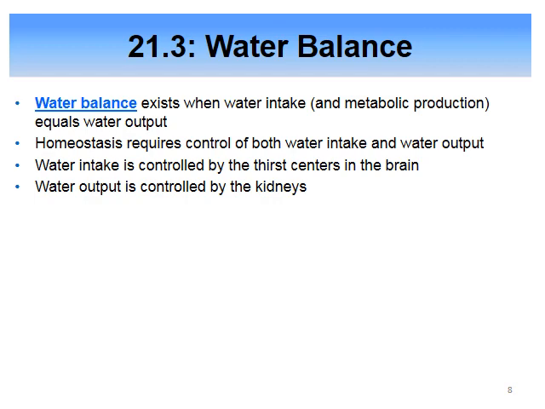Okay, so water balance. Obviously, we need to have an equal input and output. If you have too much coming in, you're going to get edema. If you have too much water going out, you're going to end up being dehydrated. The water intake is going to be controlled by a thirst center in your brain, while the water output is typically controlled by the kidney.